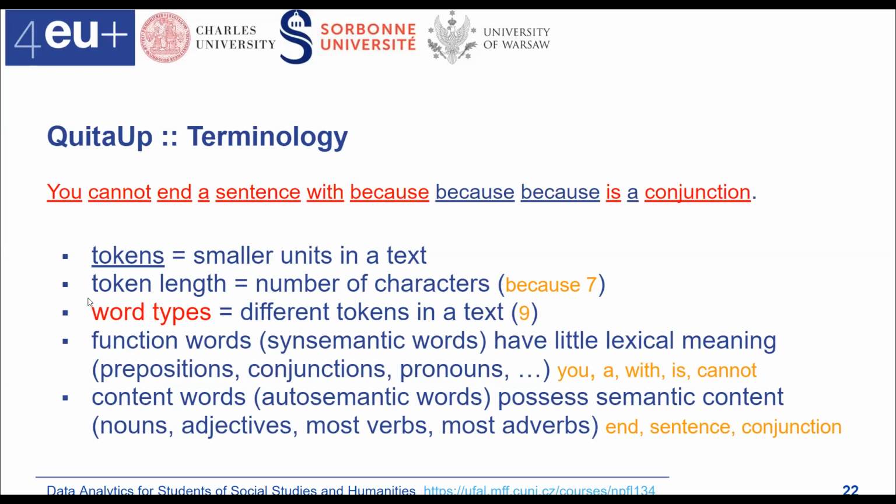Then it works with token length. It is a number of characters in a given token. So, for example, the token because has a length of seven characters. They also count the number of word types, and it is a number of different tokens in a text. So in our sample sentence, there are 9 different word types.